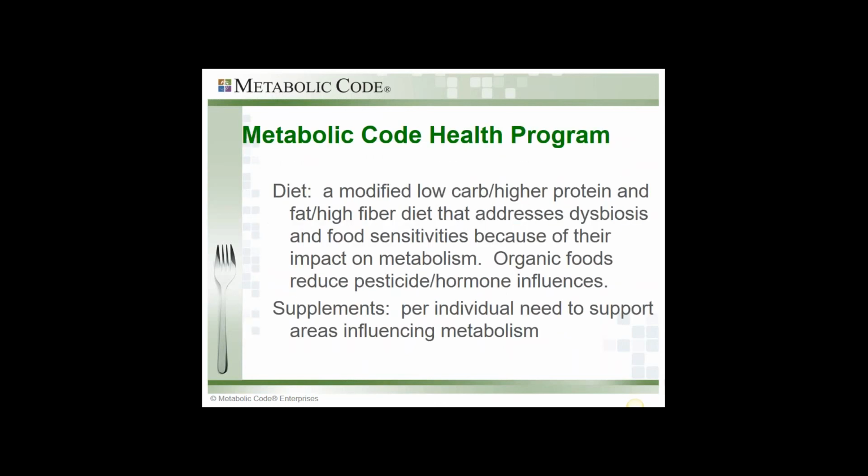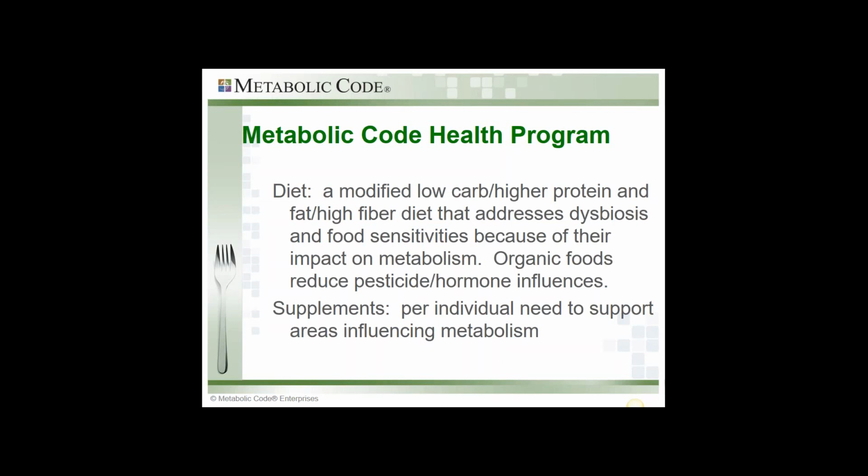That's just to prove the point that there are pesticides in foods and they can affect us. So what all is built into metabolic code? As I said, modified low carb, higher protein, healthy fats. We take out the food allergens, and we emphasize organic foods. And then to round it out, we've assessed your metabolic health and function and where you may have disruptions in metabolism, and we support it with supplements. And that's the whole of the metabolic code diet and metabolic code health programs.